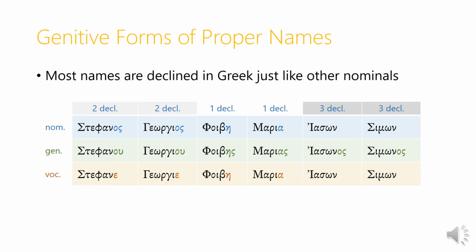With first declension feminine nouns, we have Phoebe, which becomes Phoebes, and then the vocative Phoebe. And Maria becomes Marias in the genitive, and the vocative is Maria. We also have, as we've seen already, some third declension proper nouns, names. So Iason becomes Iasonos in the genitive, and then reverts to just the stem Iason for the vocative. Similarly, Simon becomes in the genitive Simonos, and in the vocative reverts to just the stem of the noun, Simon.